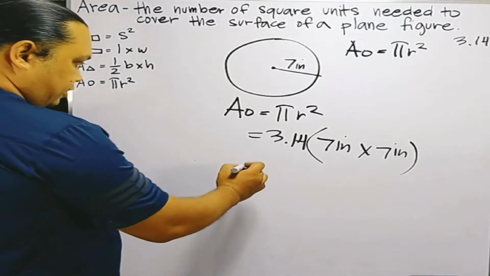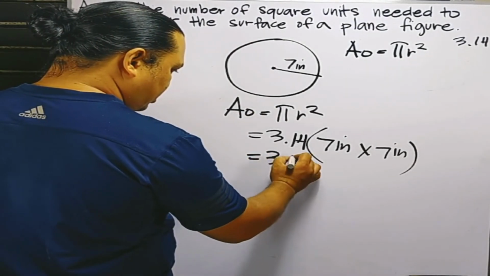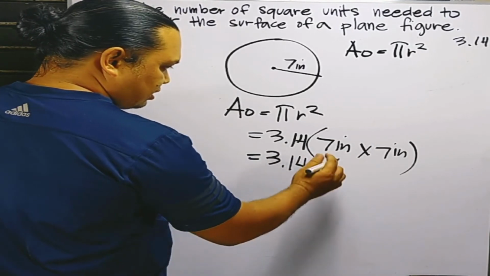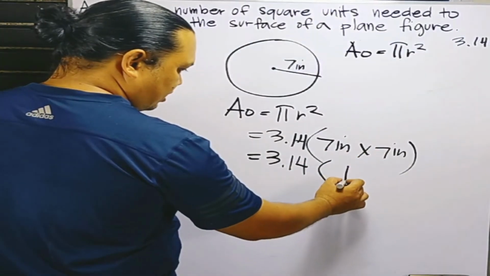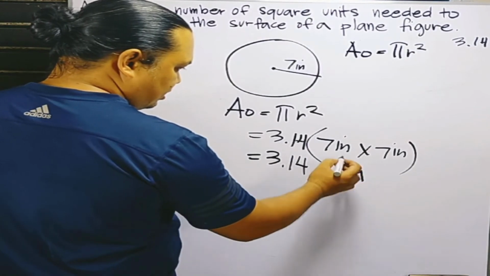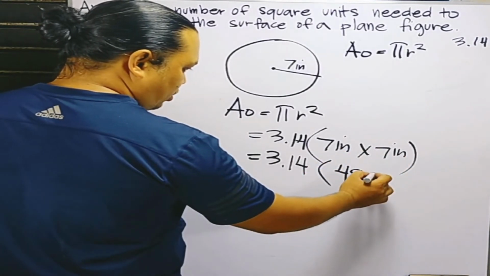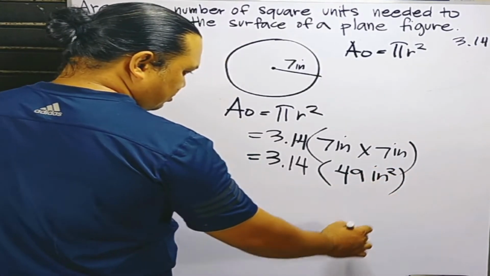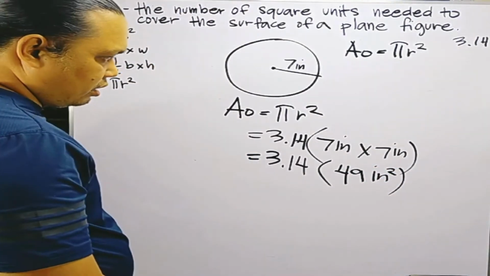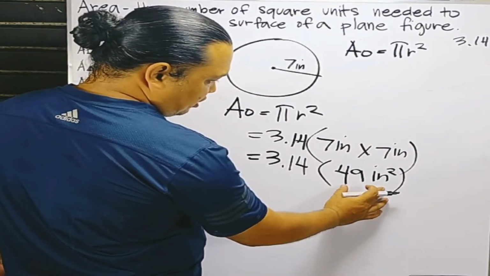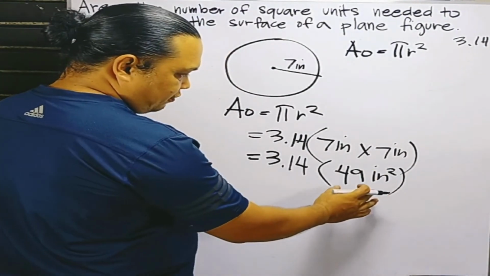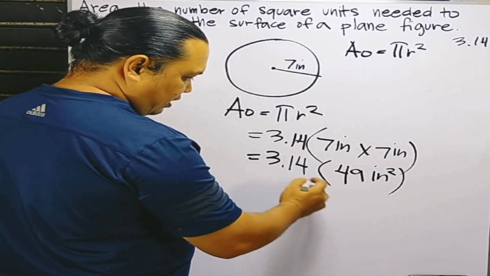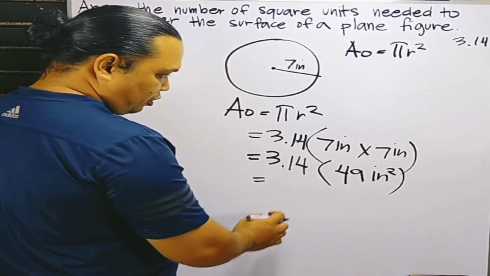Now let's further simplify. That's 3.14 times 7 times 7, which is 49. And inches times inches is square inches. So we have 49 square inches. All we need to do is multiply 49 by 3.14.